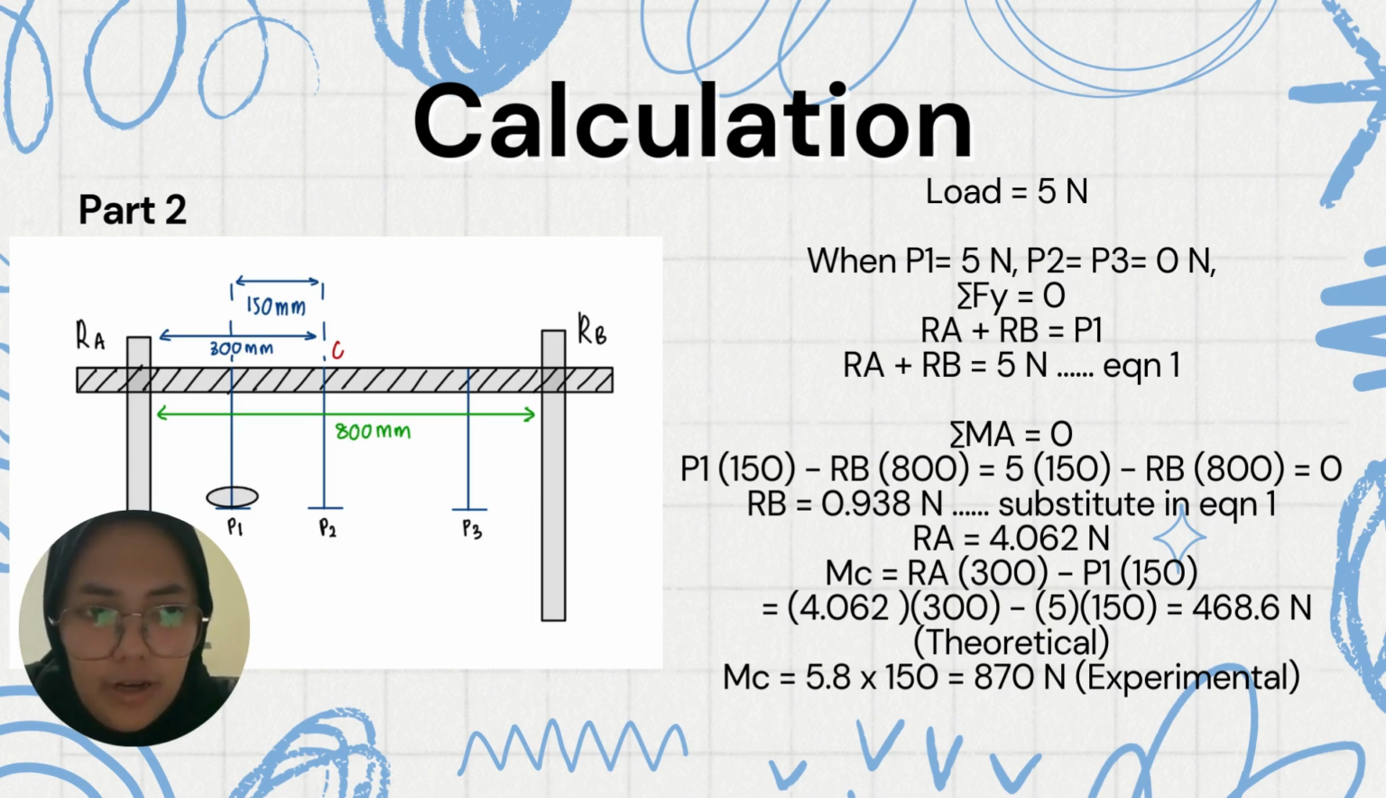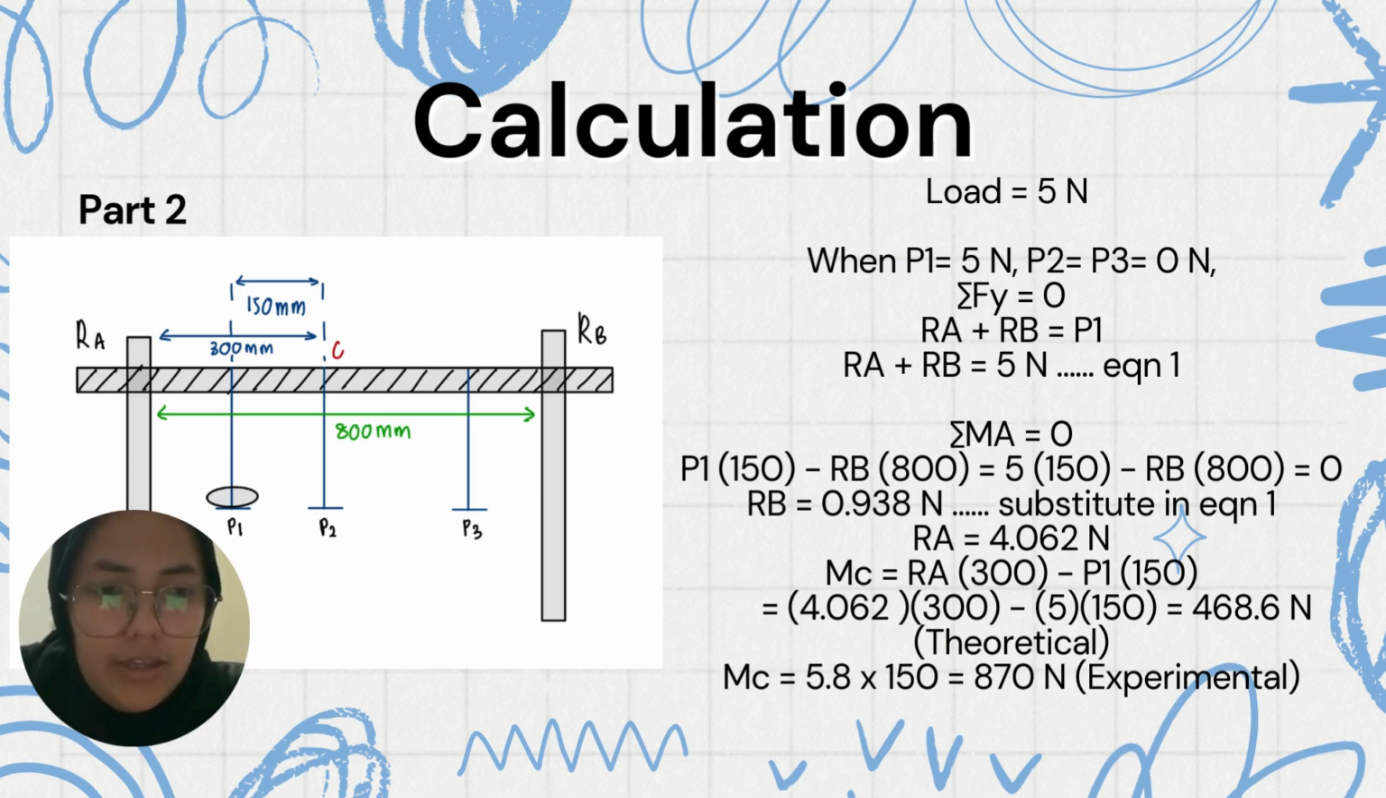I will be presenting the calculation for part 2. So in this part, I will only be explaining the load 5 Newton and you can refer to the same calculation for the other weights. So for this part, when P1 is equal to 5 Newton, P2 and P3 will be 0 Newton because only one force is applied.